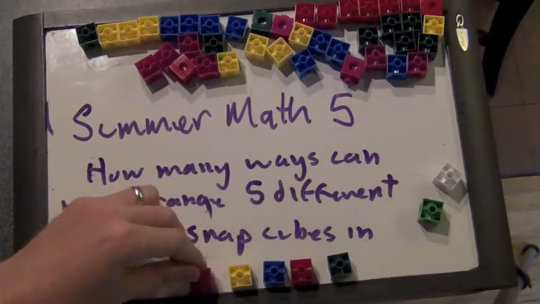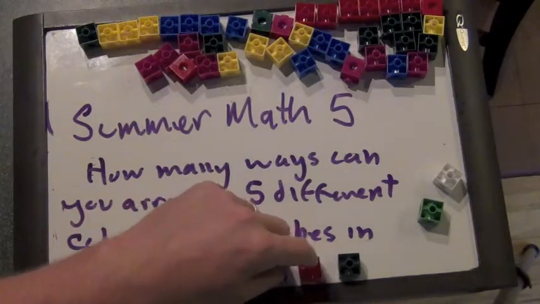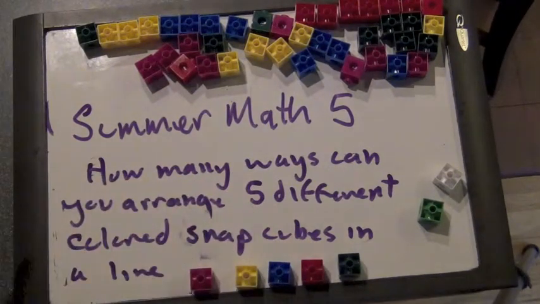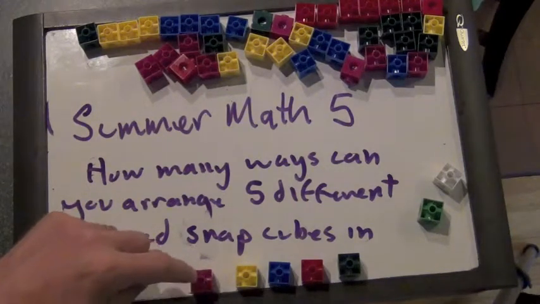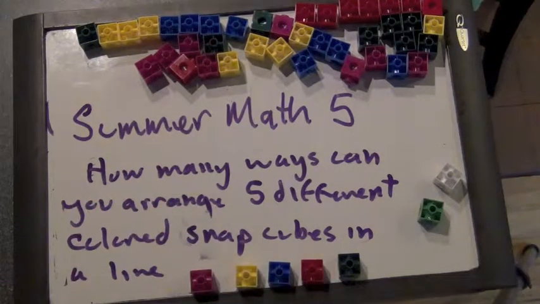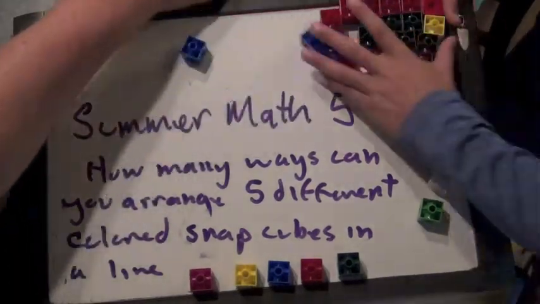So let's say I have a line with 5 slots, 1, 2, 3, 4, 5, and we're going to try to understand how many different ways we can arrange these 5 snap cubes in these 5 slots. Okay? Make sense? Actually, maybe we brought out too many snap cubes here. Let's give ourselves some room.